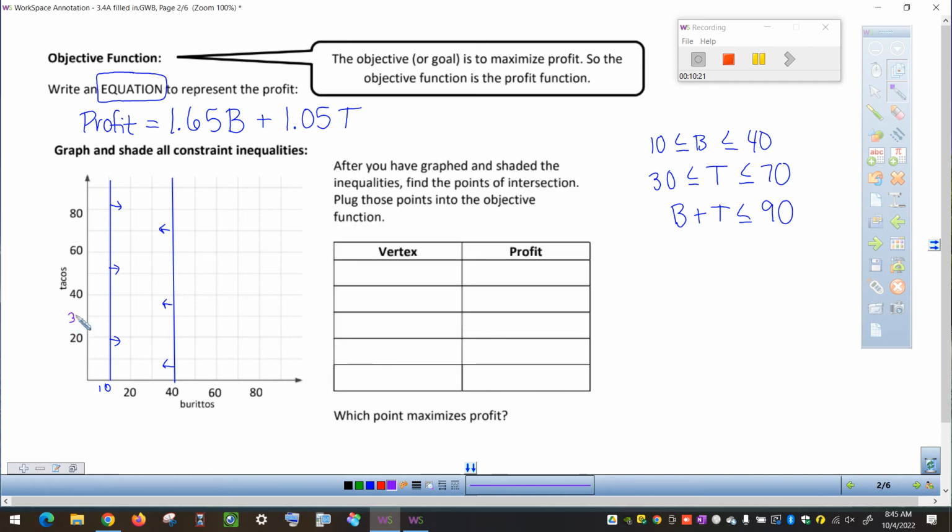All right, so I'm going to go ahead and find 30. And this time it's going to be a horizontal line going through that taco value of 30. And then we're going to go up here and find the taco value of 70. We're going to have another horizontal line there. And since it has to be in between 30 and 70, when we think about where the shading is going to be, let's put in those little arrows. Let's go ahead and show that the shading should be in between those two horizontal lines.